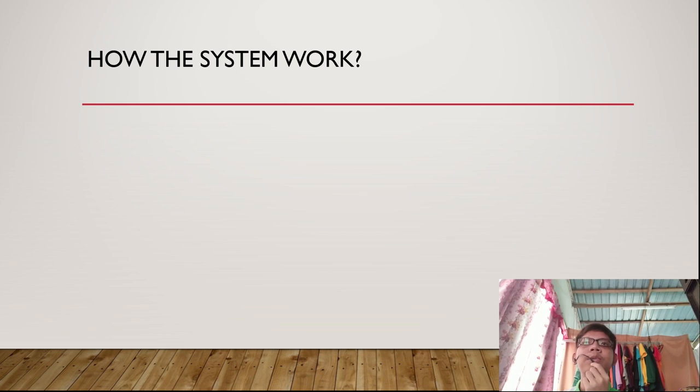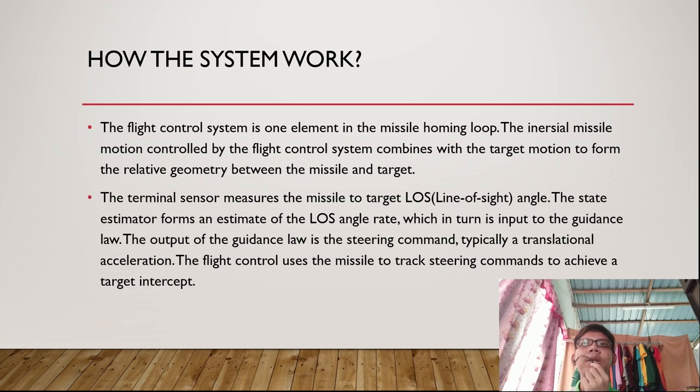Next, how the system works. The flight control system is one element in the missile homing loop. The initial missile motion controlled by the flight control system combines with the target motion to form the relative geometry between the missile and target. The terminal sensor measures the missile-to-target line of sight angle. The state estimator forms an estimate of the line of sight angle rate, which in turn is input to the guidance law. The output of the guidance law is the steering command, typically a translational acceleration. The flight control uses the missile to track the steering command to achieve a target intercept.